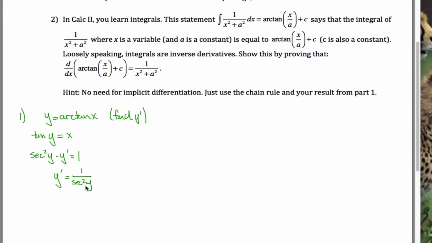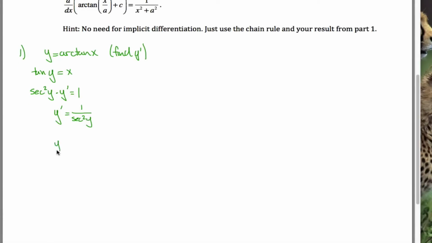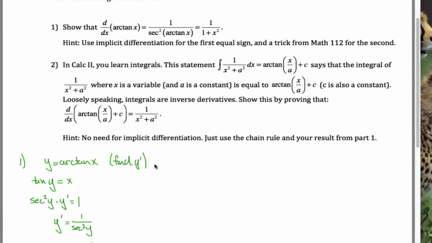So I get that y prime is 1 over secant squared y, which is kind of weird defining y prime in terms of y, especially since I just made up y. It's what I'm calling arctangent of x. So I could substitute in and say that y prime is 1 divided by secant squared of, and then instead of writing the letter y, I can say that y is arctangent of x. And I think that was my first equal sign. Yeah, there we go. So partially done.